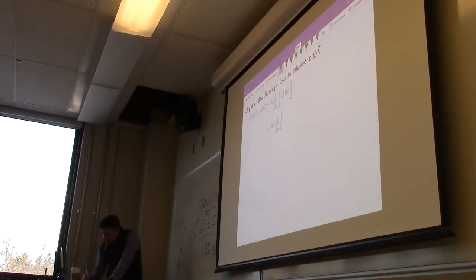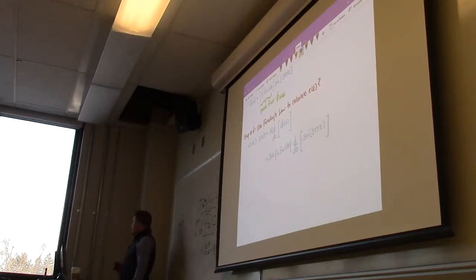So I'm going to go ahead and pull out the 1.5 milliweber and take the derivative of the time varying component, which is the sine of 377t. So the derivative of that, right, is going to give us 377 times cosine of 377t.